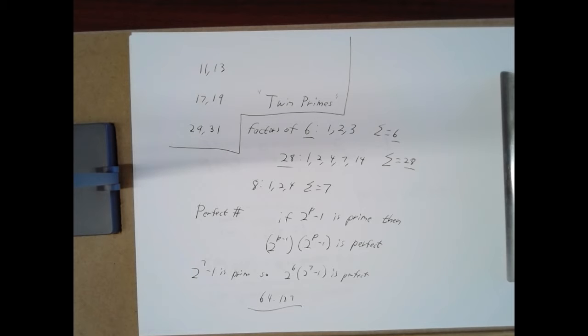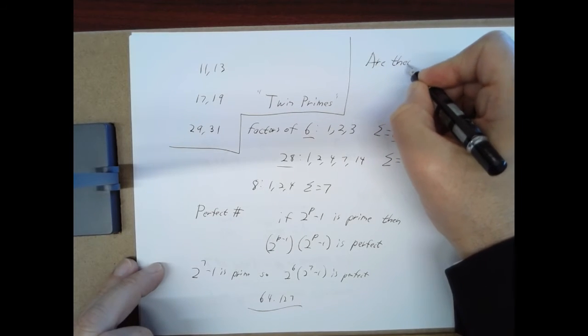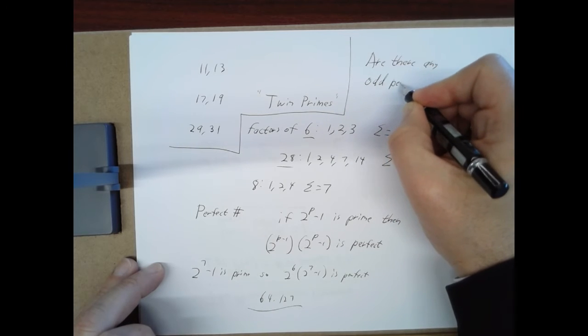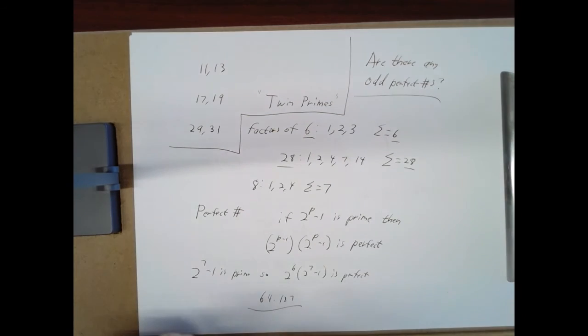And it turns out that all of these perfect numbers will be even because 2 to the p minus 1 is going to be even. It's a power of 2. But an open question is, are there any odd perfect numbers? And we don't have a final answer to that. But a lot of progress has been made on it.